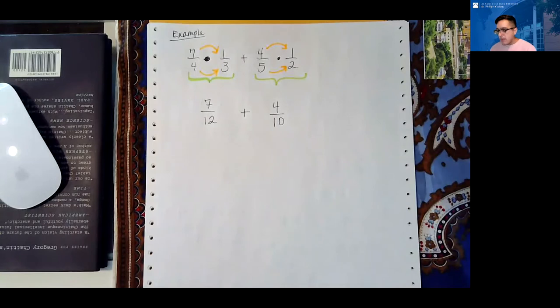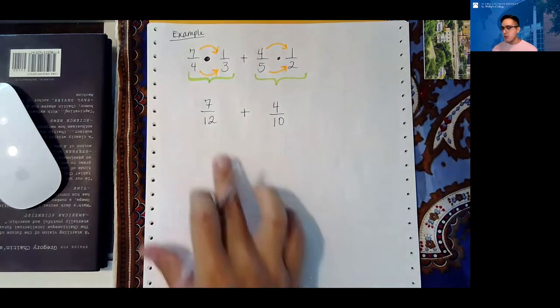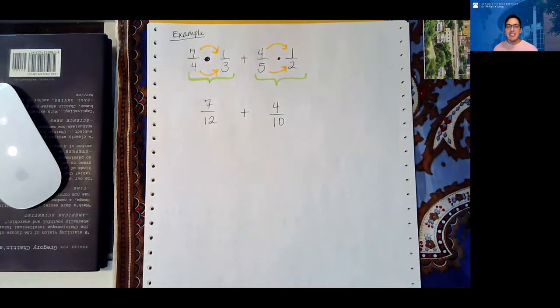So now we have two fractions that we need to add. So we're back in the world of adding fractions. But we need to get a common denominator. So can anybody tell me what the least common denominator of 12 and 10 should be?